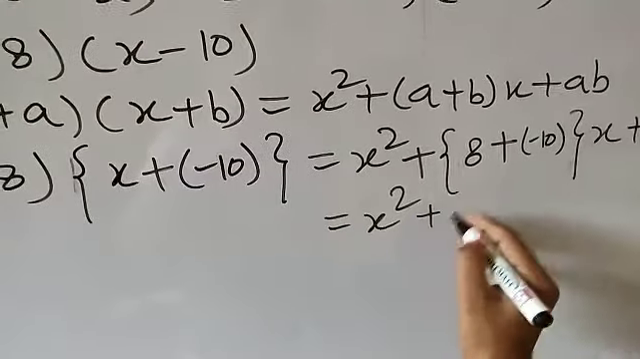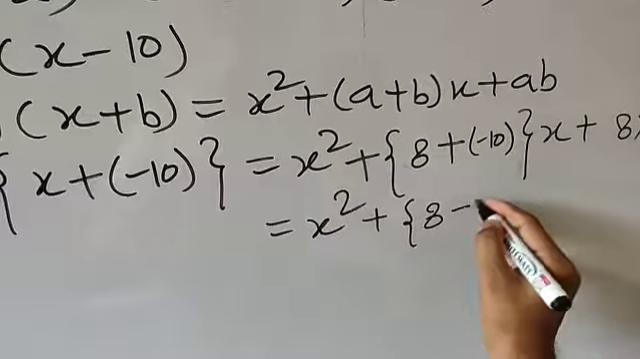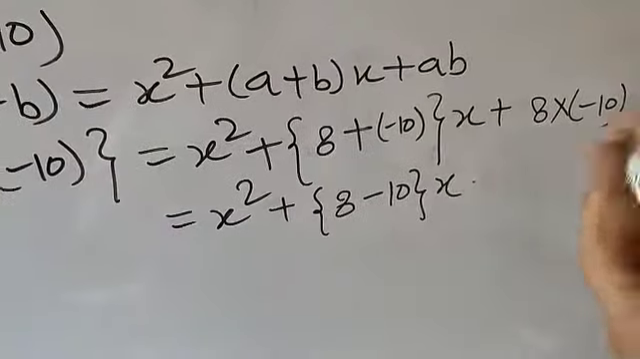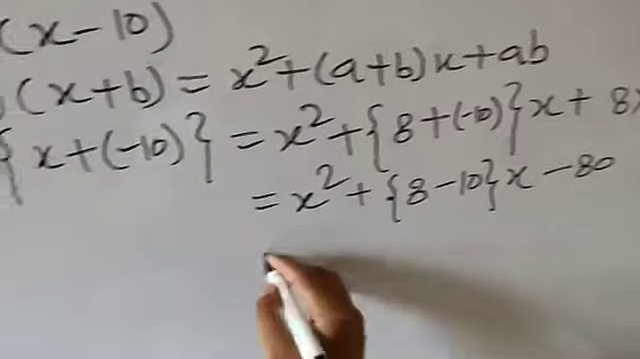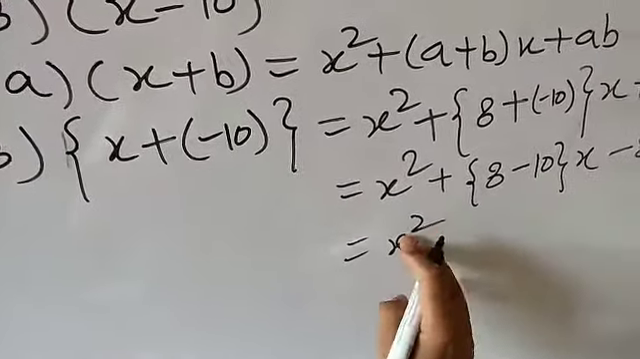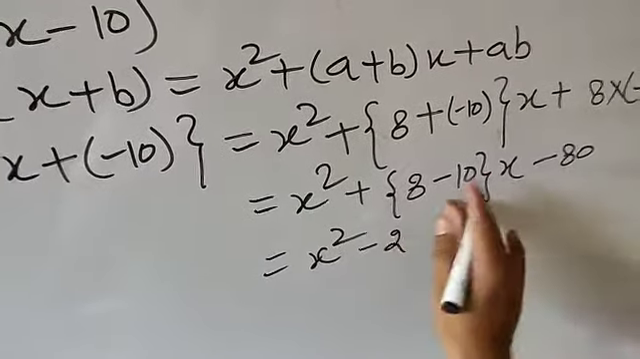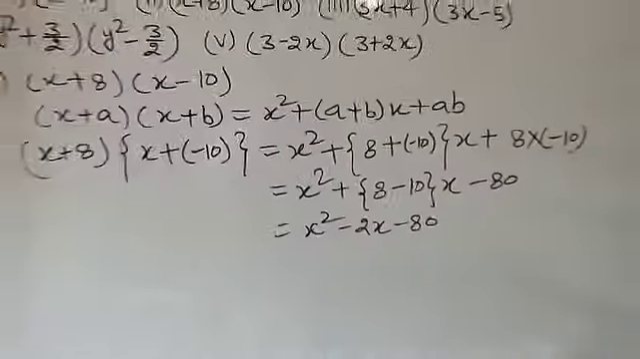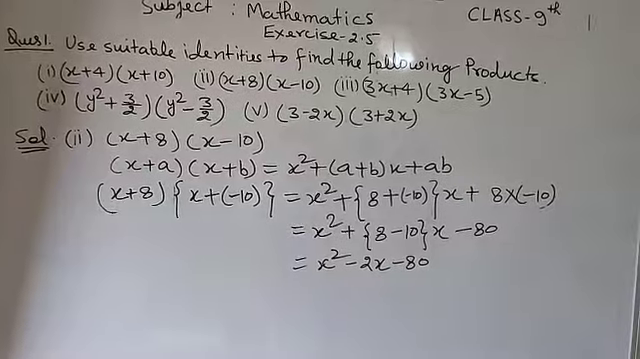Now plus, and if you are going to open the bracket, 8 plus minus 10 into x, and 8 into minus 10 equal to minus 80, so it will be minus 80. Now it is equal to x square. Now 8 minus 10 will be minus 2, so minus 2 into x, minus 2x minus 80. So it is the answer of the second part: x square minus 2x minus 80.